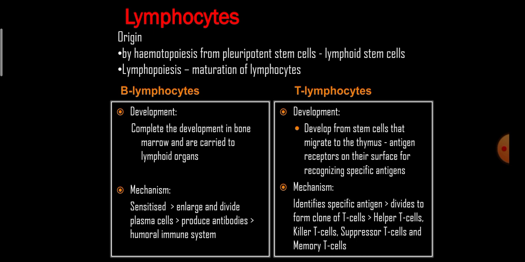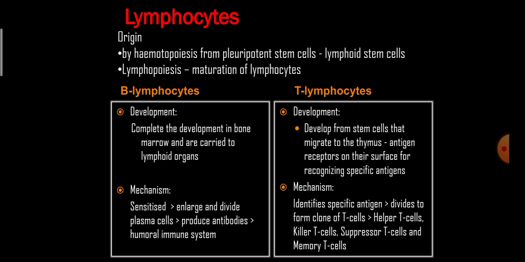Next is lymphocytes. We have all heard about lymphocytes. These are types of WBCs. These are the main cells of the immune system, and they form the cellular elements of the immune system. There are two types, B lymphocytes and T lymphocytes.